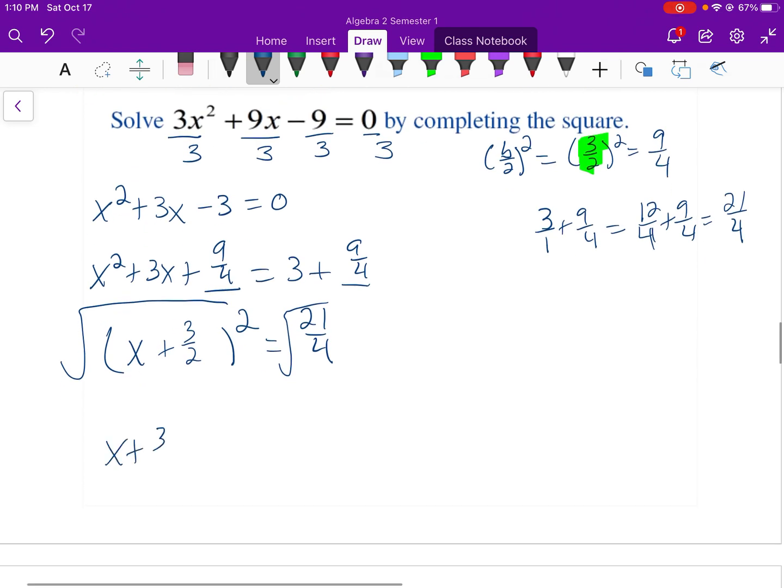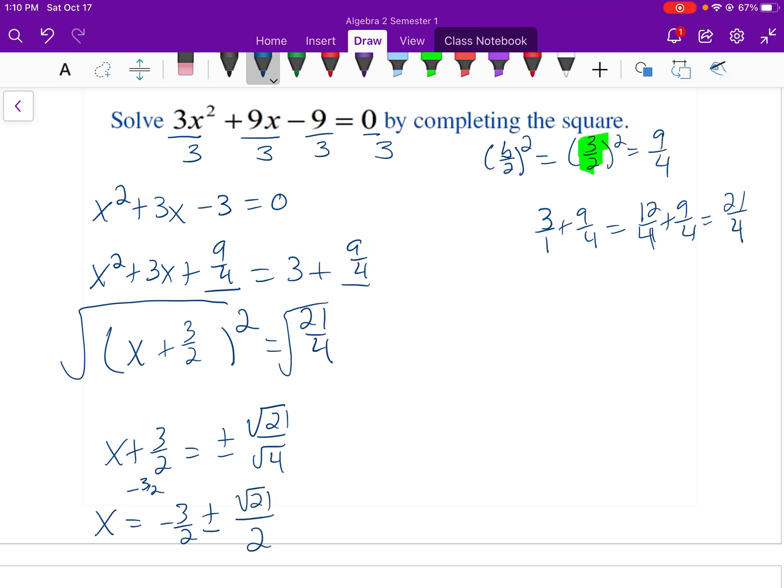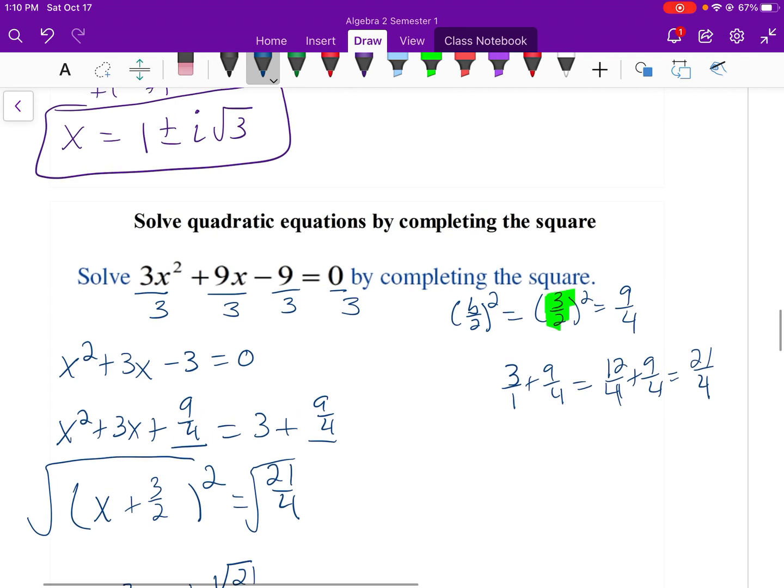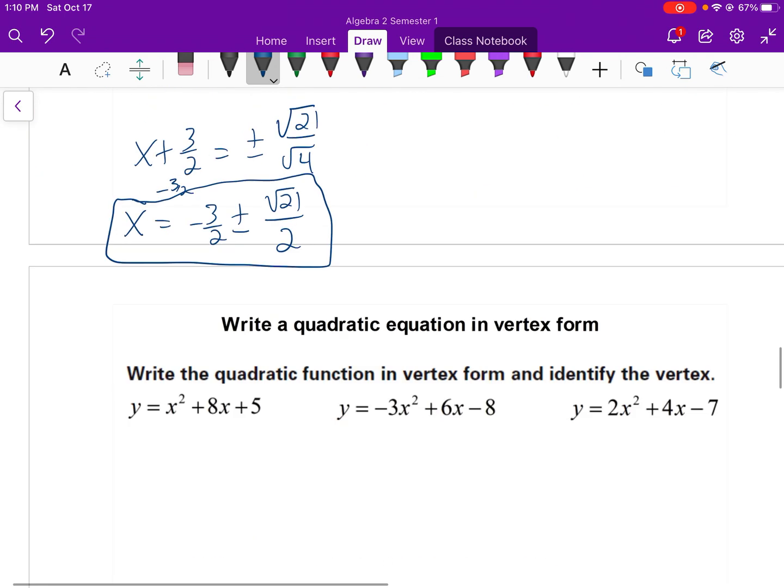So x plus 3 halves on this side is equal to plus or minus, and let's go ahead and split it up right away, square root of 21 over square root of 4. Subtracting the 3 halves over, we get negative 3 halves, plus or minus square root of 21 over 2, because that's square root of 4, which we simplify to 2. Okay, so that is the method of completing the square to solve.